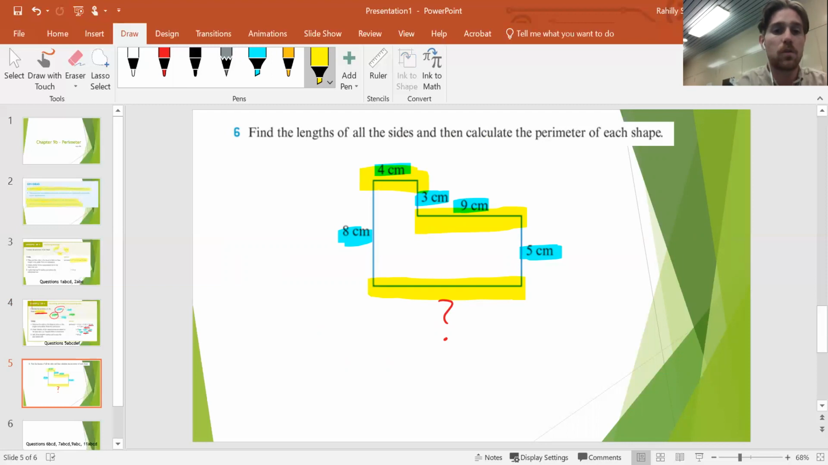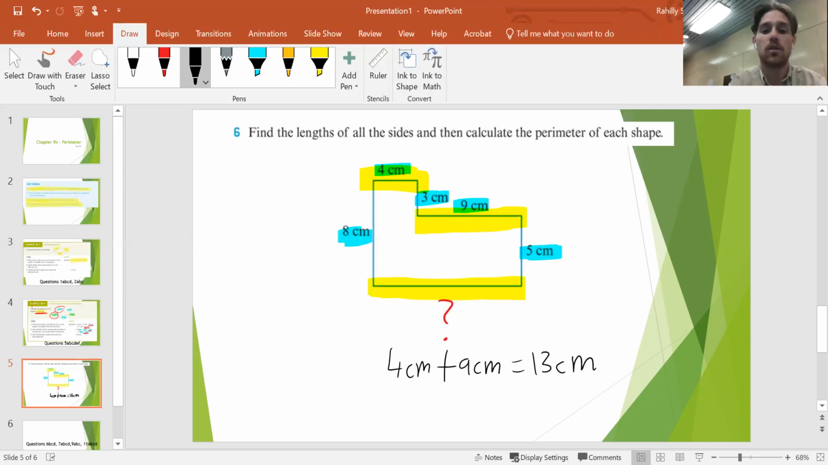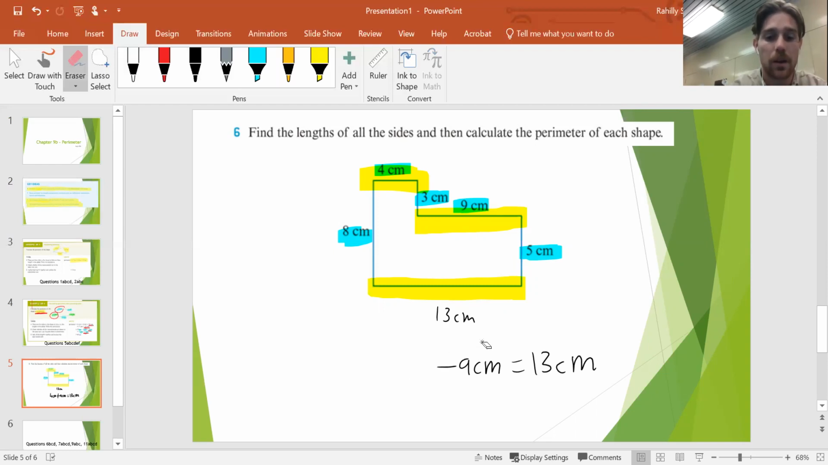So this would become 4 cm plus 9 cm equals 13 centimeters. So that unknown is actually 13 centimeters. It's just a matter of solving the puzzle and seeing what the lengths are. Then all you need to do, just like normal, is add all your sides together to work out the perimeter.